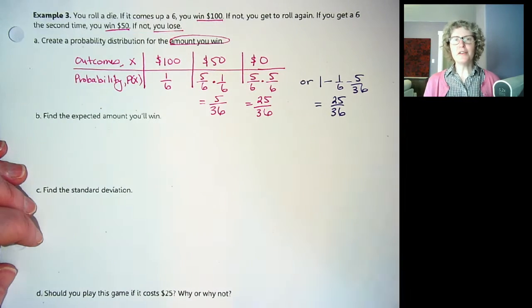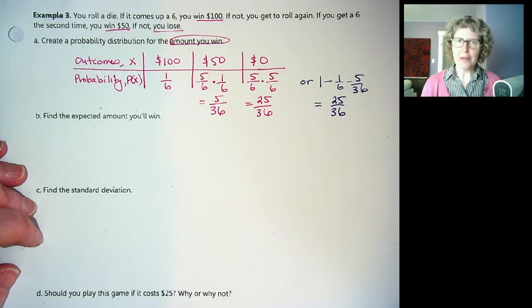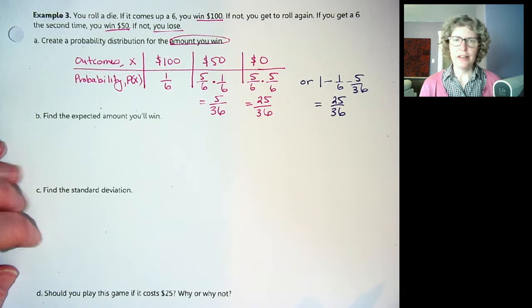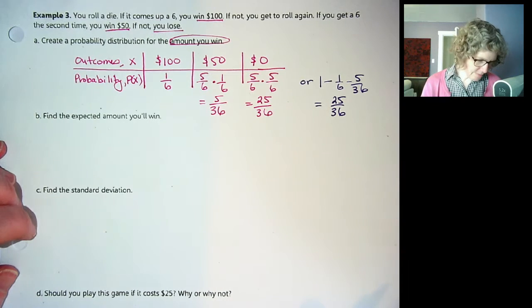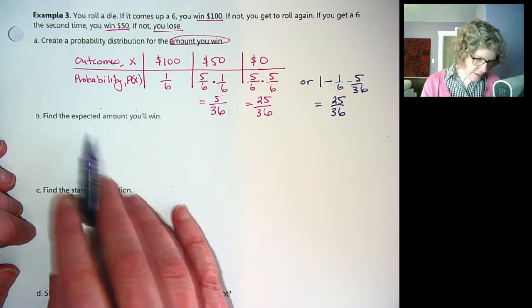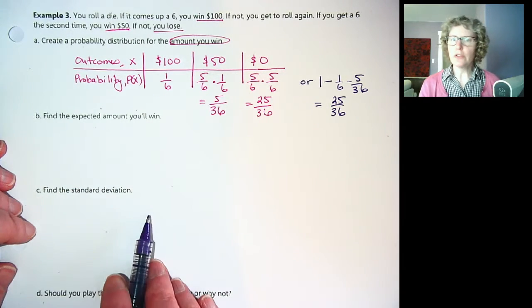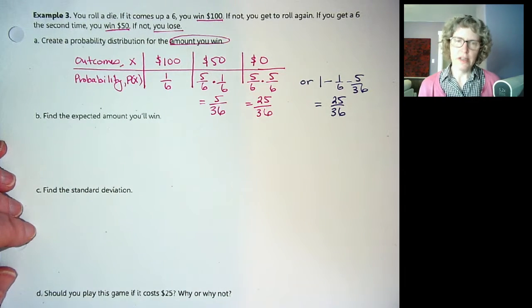Okay, so that is how to make a probability distribution if you don't have one to start with. Okay, now finding the expected value and the standard deviation are just like we did in the last video. So I suggest trying it out. Just pause the video, try it, and then start it up again and watch the solution. Okay.